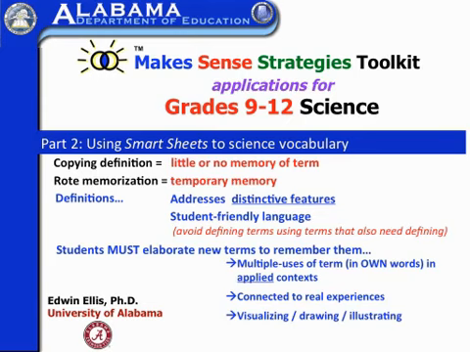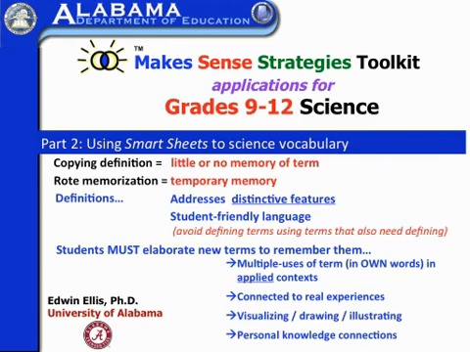Likewise, anytime you can have students elaborate the new terms, not only by using their own words when they're talking about it, but also doing things like visualizing or drawing or illustrating what the term looks like, or illustrating the critical features and that sort of thing, that's really going to help them remember the new terms. Finally, it's really important that students make personal knowledge connections. In other words, they think in terms of what the term reminds them of or what it connects to and things of that nature.